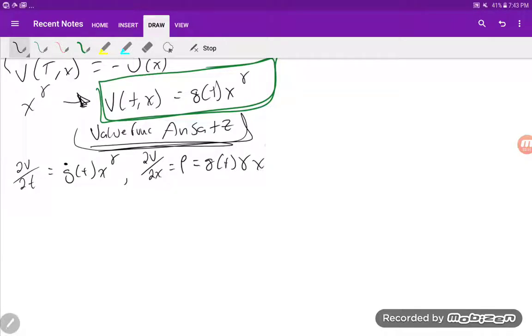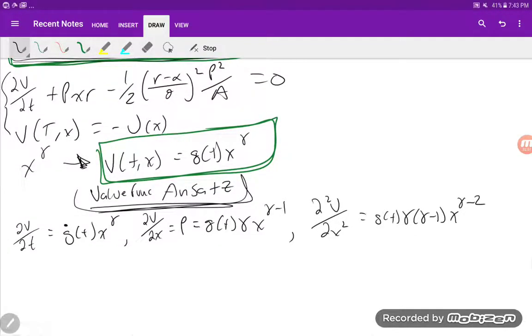Bring the gamma down, x to the gamma minus 1. And then we have the second partial with respect to space is equal to, that'll be g of t, and then it'll be gamma minus 1, x to the power gamma minus 2. Alright, so now we can plug these into our new HJB for dv over dt, p, and a.